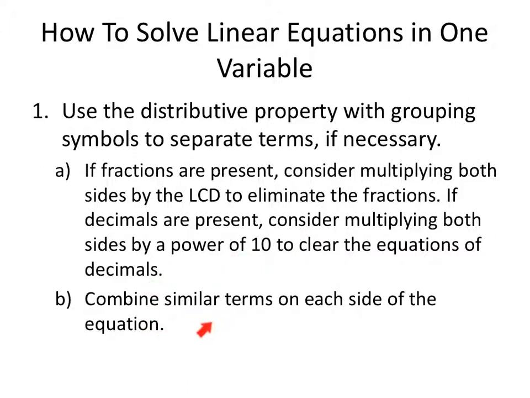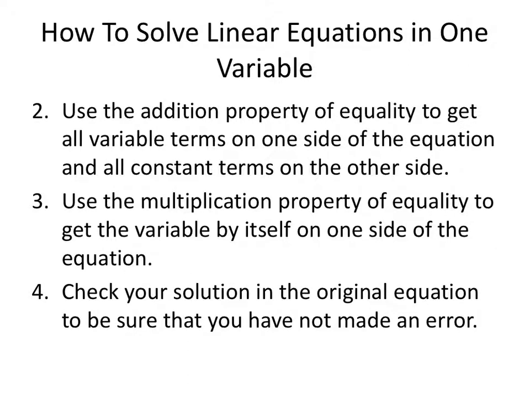We're going to combine similar terms on each side of the equation. So if you have a couple of x's on the left and maybe some numbers on the right, we're going to combine those together before we start switching sides. Step 2. We'll use the addition property of equality to get all variable terms on one side of the equation and all constant terms on the other side. Then we're going to use the multiplication property to get the variable by itself on one side of the equation. Check your solution in the original equation to be sure that you've not made an error.